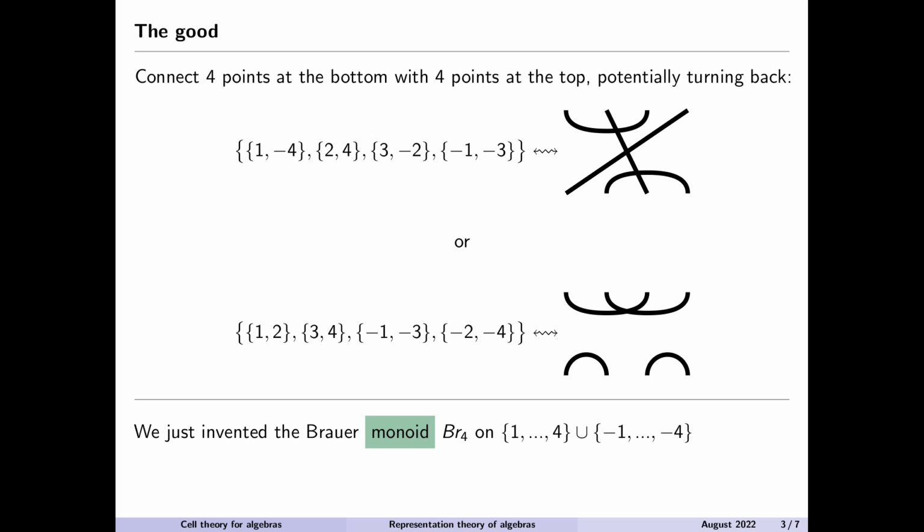Each partition with exactly two parts gives you one of those diagrams. So there's the bottom one. If I haven't messed up, 1 should be connected to 2, 3 should be connected to 4, and the top is connected minus 1, minus 3, minus 2, minus 4. And then you get the usual picture here by stacking them on top of each other, composing diagrams. And we get one example.